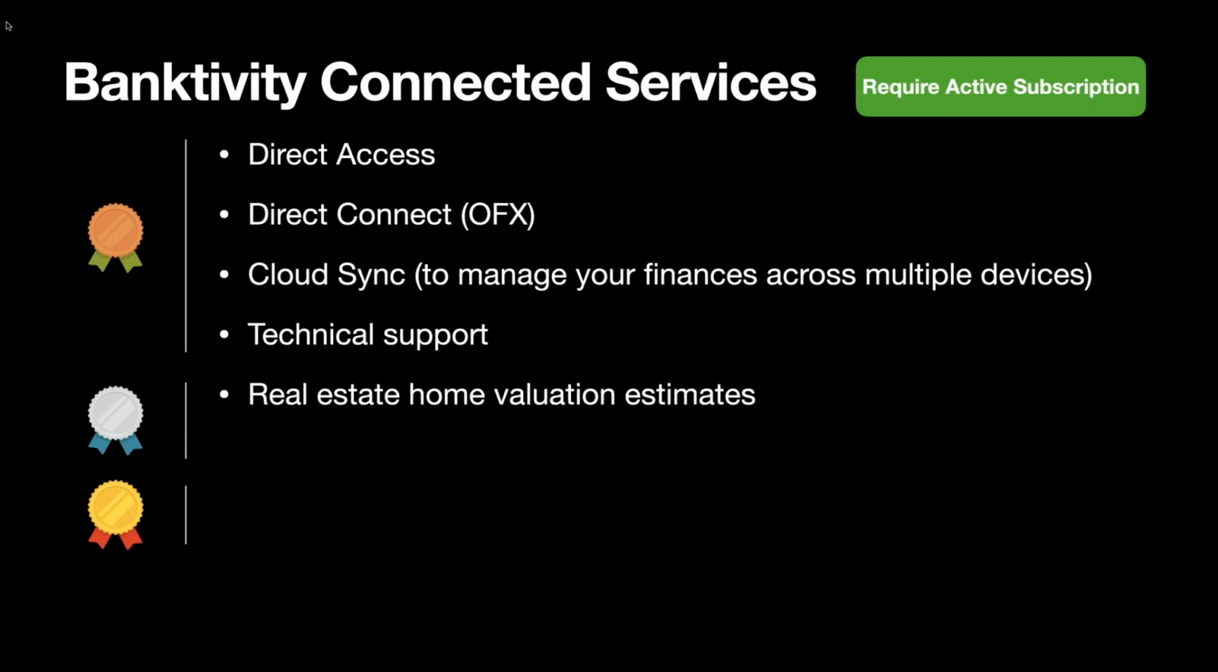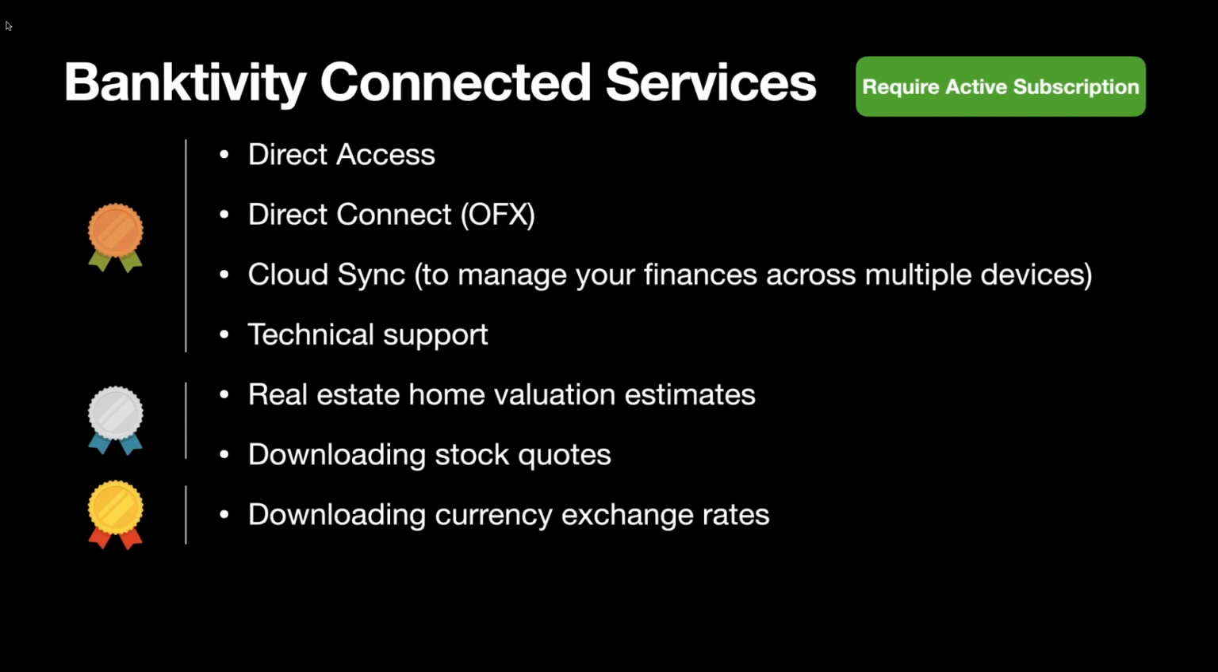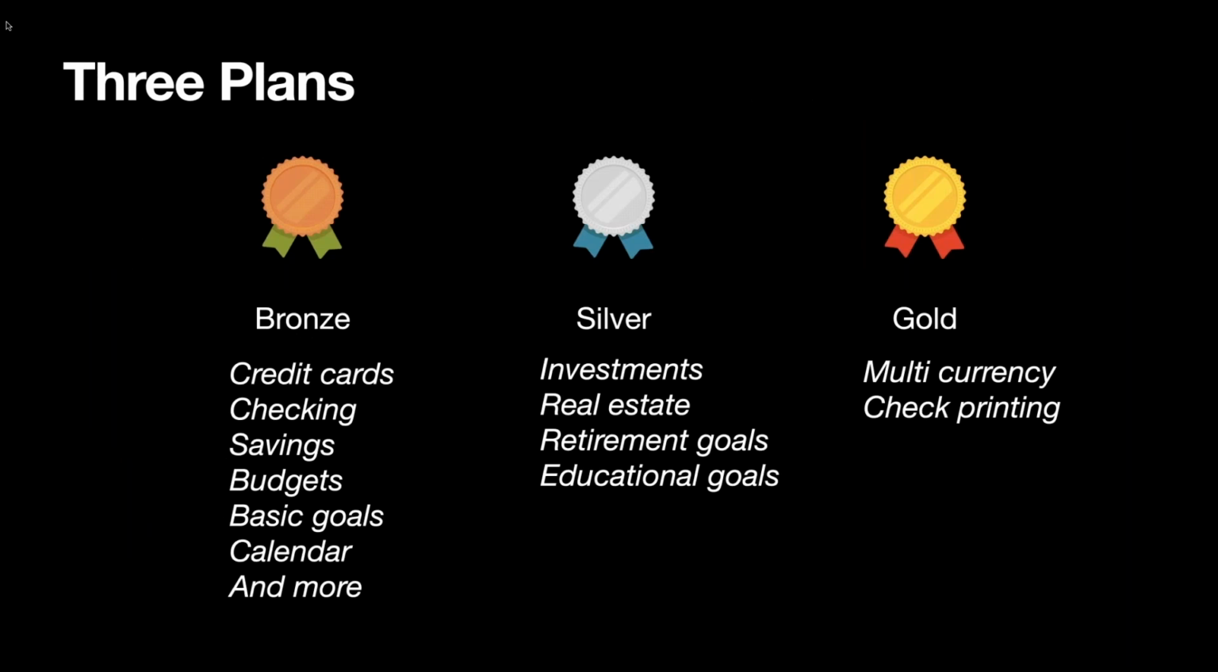All right, Silver tier. Enter in an address for a home, and get an estimate of its value. This is something that you get at the Silver tier. We also, at the Gold tier, get exchange rates. With an active subscription under those 3 plans.